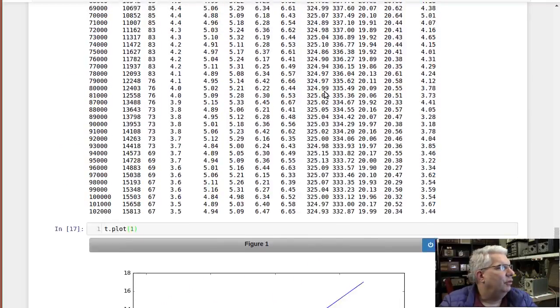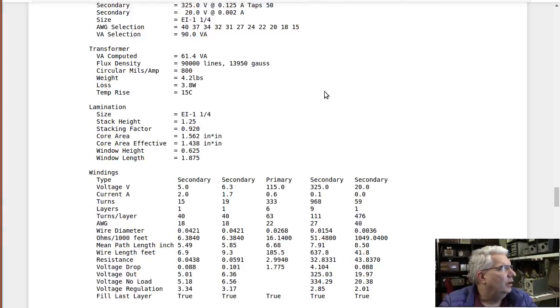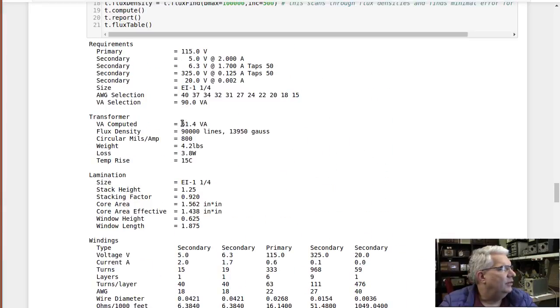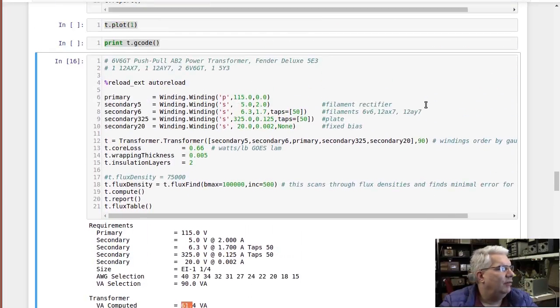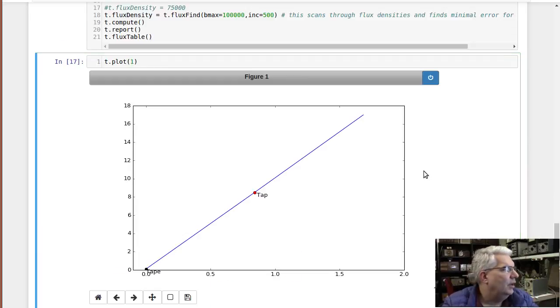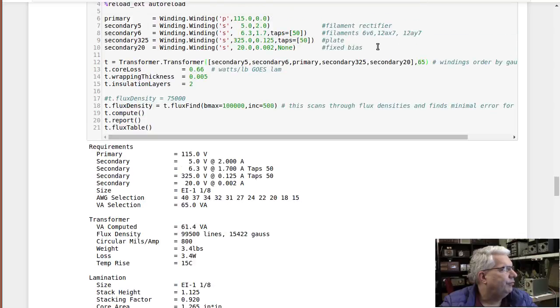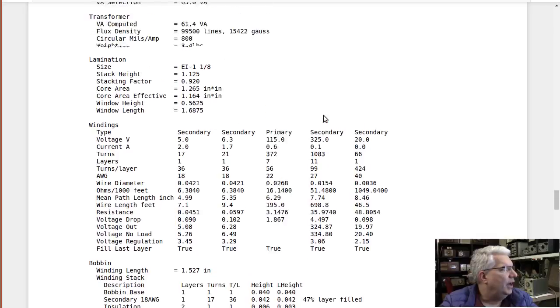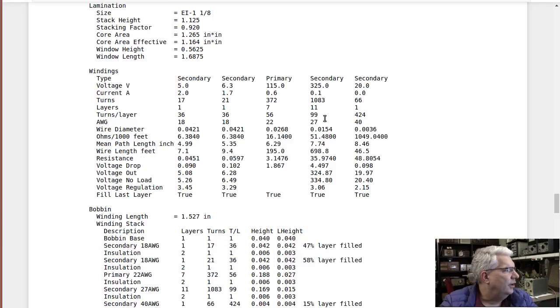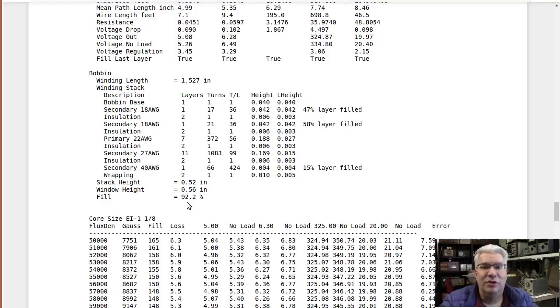And so here's the real question. This design is only 61 VA. Can I make this design fit in a 65 VA lamination, which is a little bit less expensive? Okay, so let's run this again. All right, at 65 VA, you can see that our fill window is up to 92% on our fill. So we went down in lamination size, but now our fill's too much.